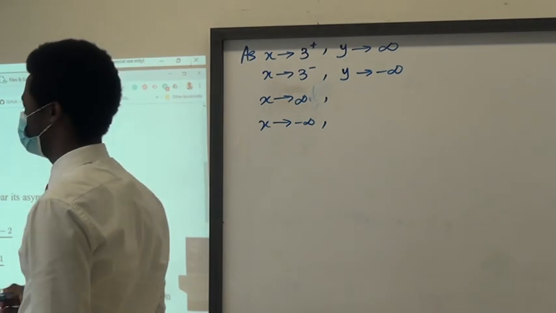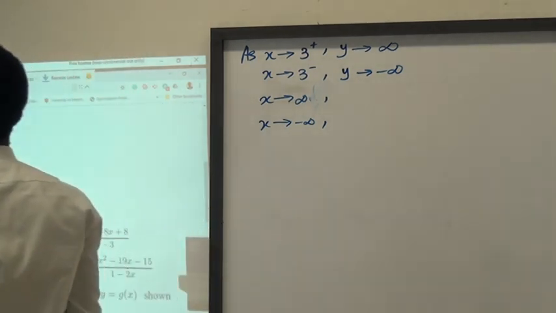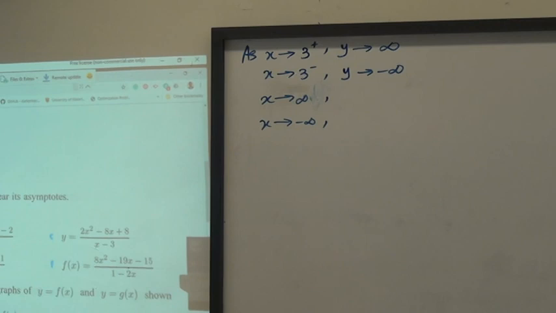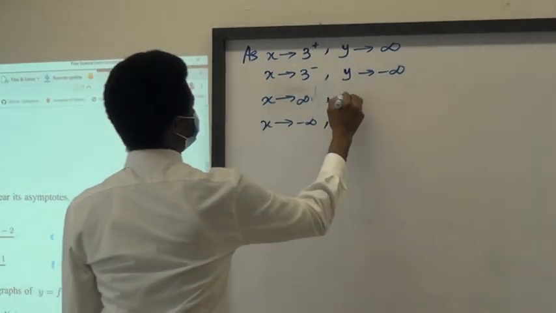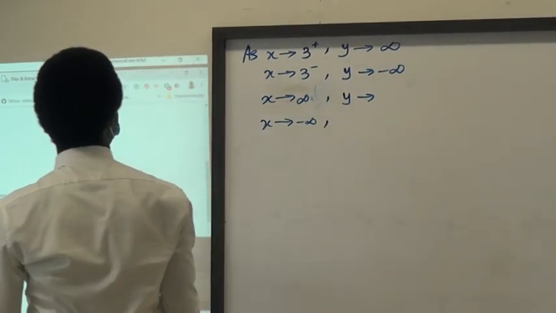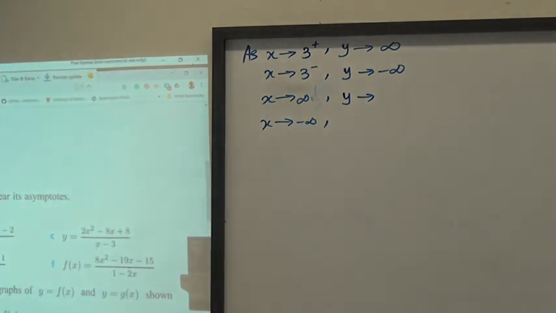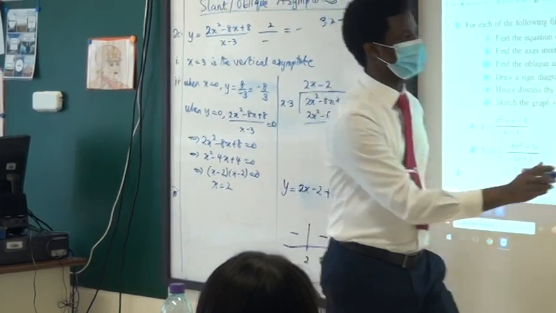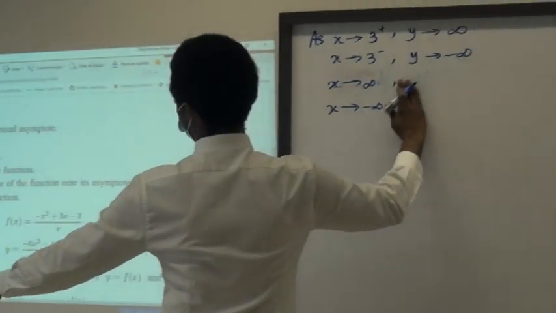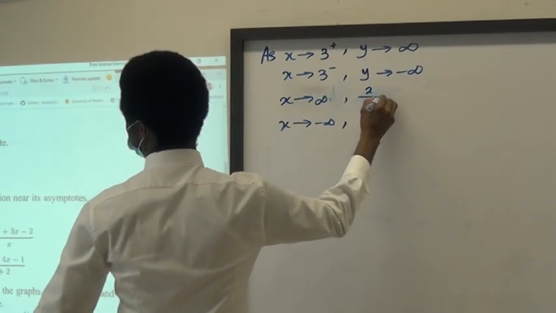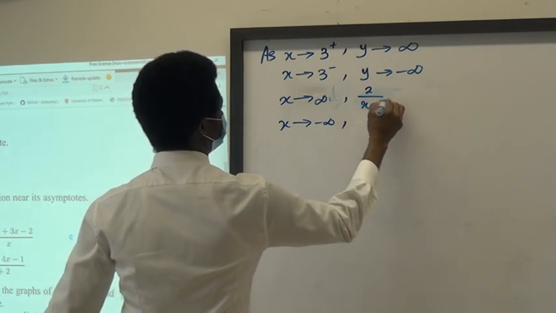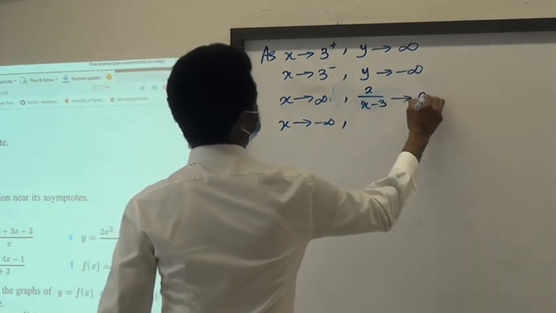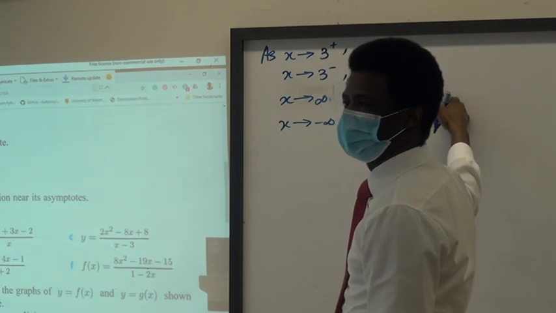And when x becomes so big on the positive side, y tends to, so you consider this part. Not y now, this part, 2 divided by x minus 3, tends to what? 0 from positive or negative? From above or below?